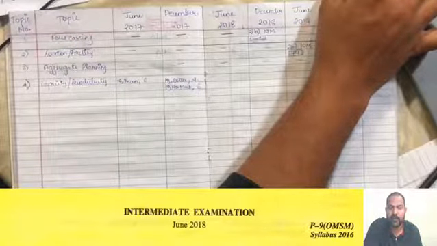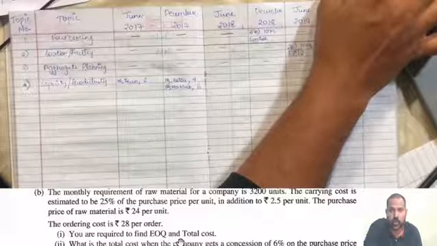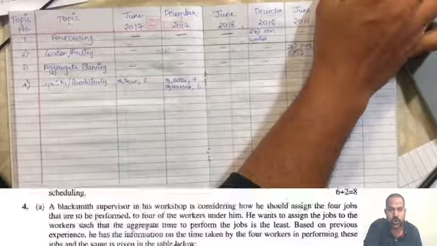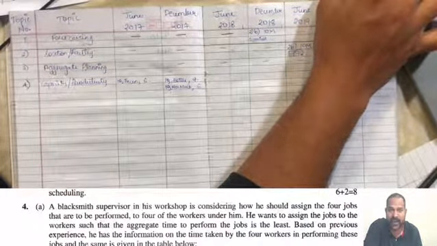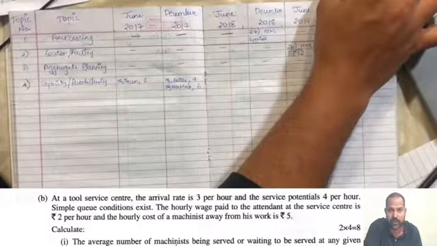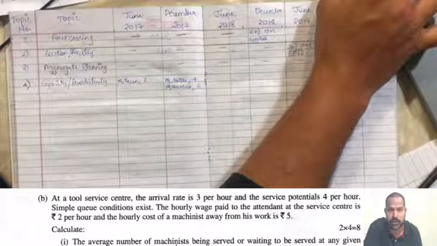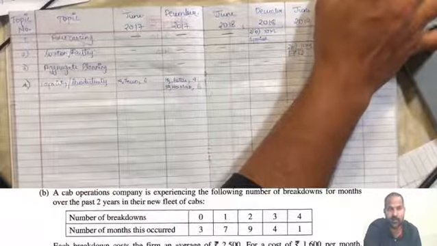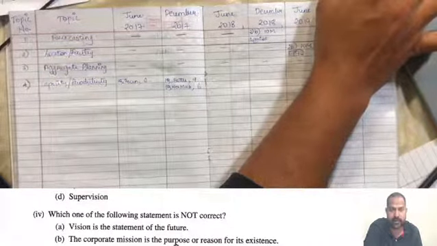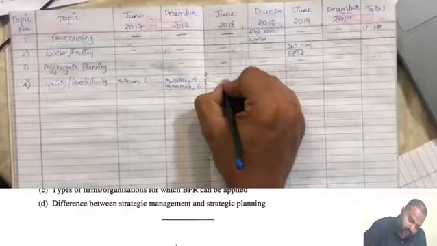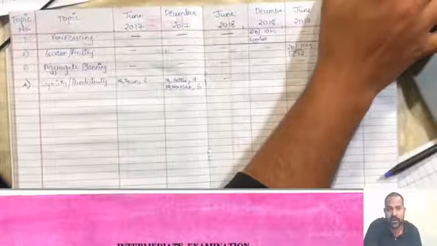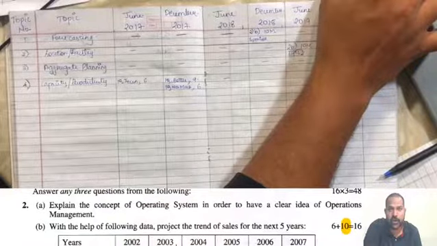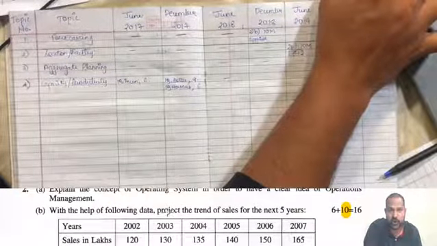In the June 18 paper, question 2A, no. 2B, no. 3A, no. 3B, no. 4A is no, assignment problem. 4B is queuing theory, yes. 5A is no, sequencing. 5B is again no, breakdown maintenance. So nothing asked from this chapter in the June 18 paper. Let's come to the December 18 paper. In the December 18 paper, 2A was done already, forecasting.